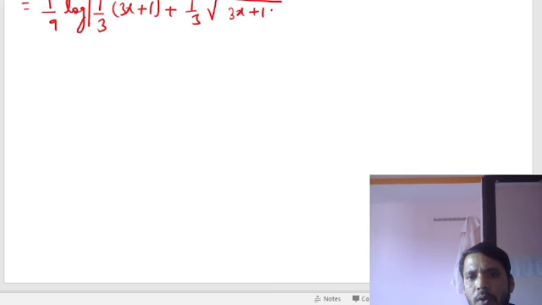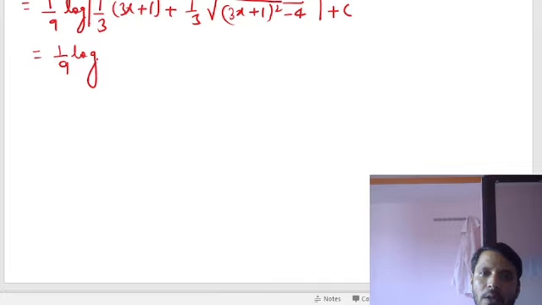3x plus 1 whole square minus 4, and mod plus c, means this 3 is common. So if you are taking 3 common, finally we can write our answer as 1 by 9. Log properties we can apply, means (3x plus 1) whole square minus 4. Here you can see when we simplified this given question, it is nothing but the given question only.